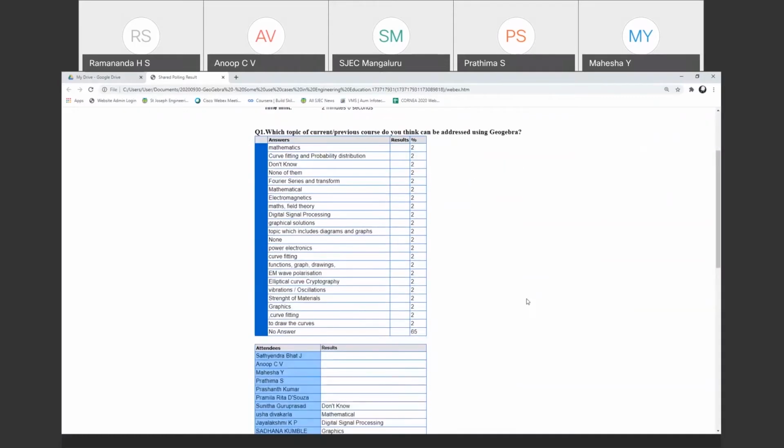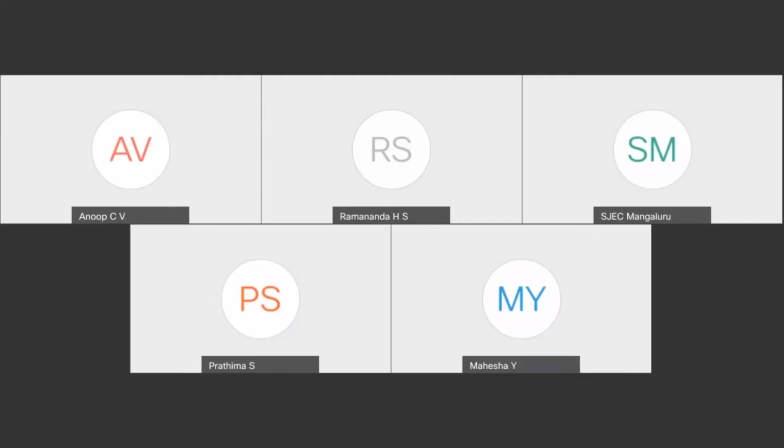Yeah, so we have many answers. Say mathematics, curve fitting, don't know, none of them, Fourier series and transform, mathematical, electromagnetics, maths, field theory, digital signal processing, power electronics, graphics, curve fitting. So we have some answers, and some are not yet sure whether they can use it. With this note, we would like to start today's session. What we'll try and do is demonstrate some of the use cases which we have used. We have used GeoGebra in some subjects.